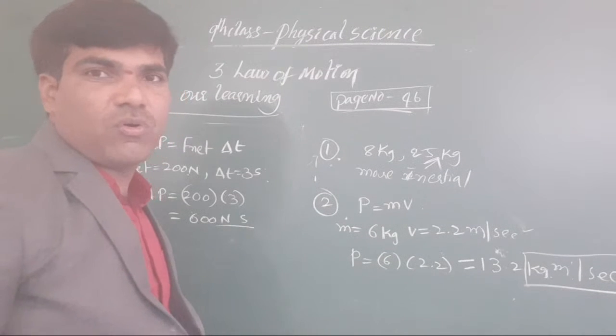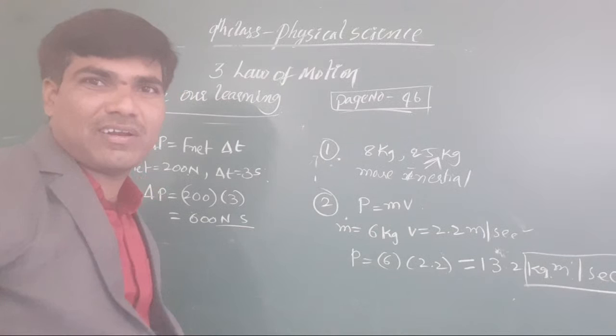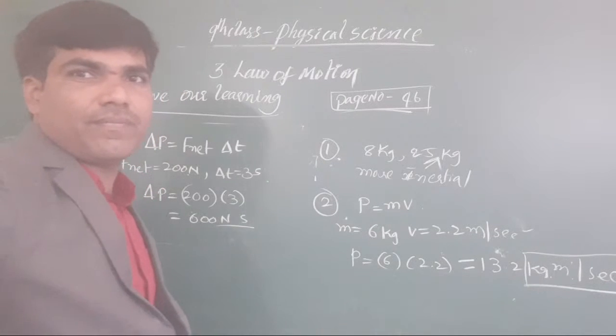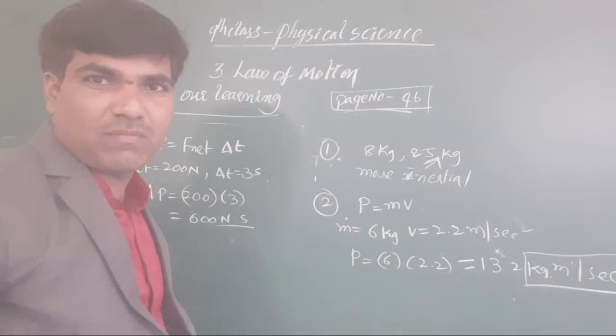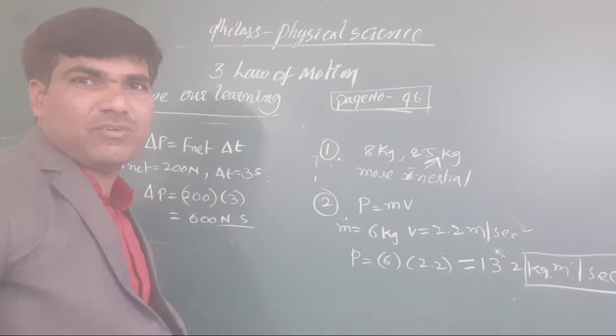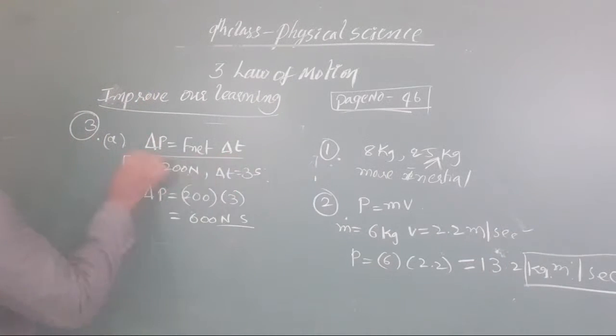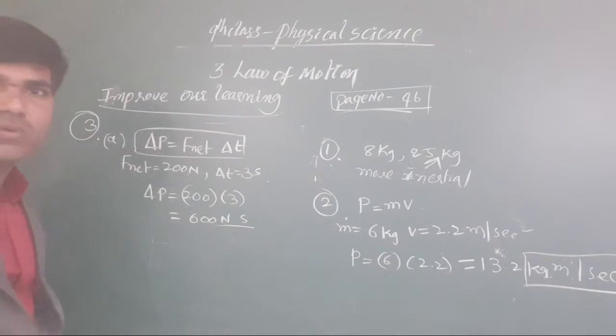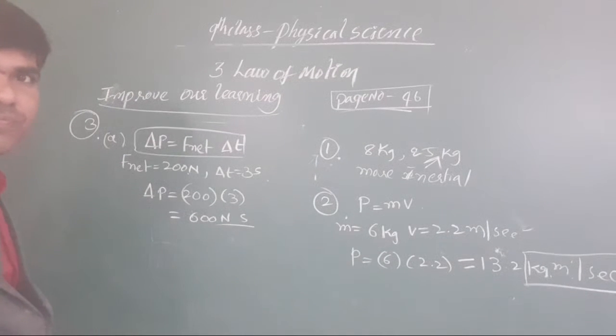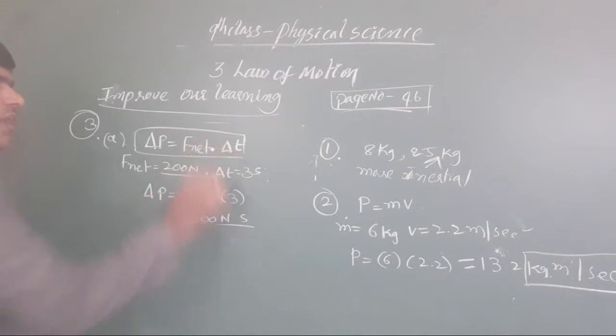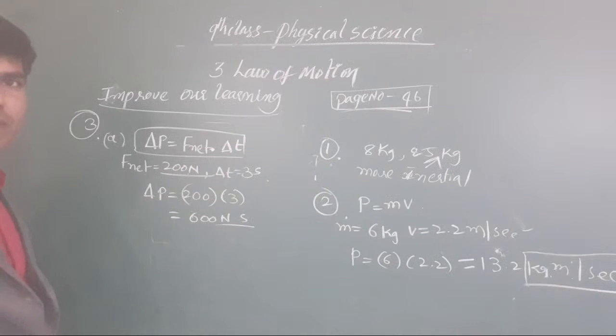Tell once more. No? There is kg per meter. Is SI units. It's not correct actually. Listen carefully. Here del P is equal to F net into del T, and here it is 200 newtons. You know very well, this is only called impulse.